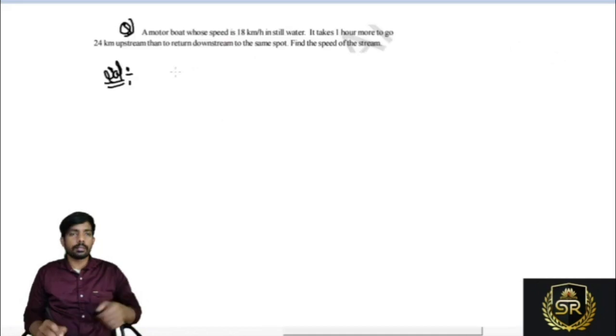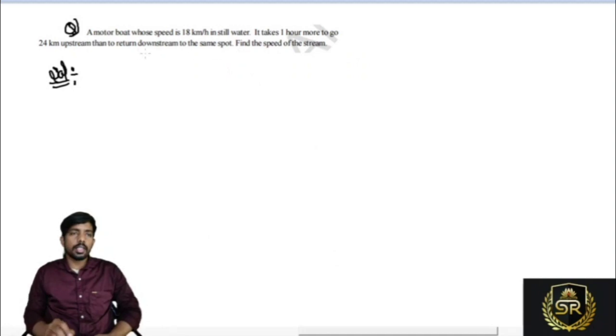Okay, a motor boat whose speed is 18 km per hour in still water takes 1 hour more to go 24 kilometers upstream than to go downstream to the same spot. Find the speed of the stream, he's saying.